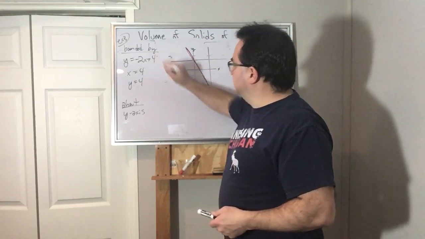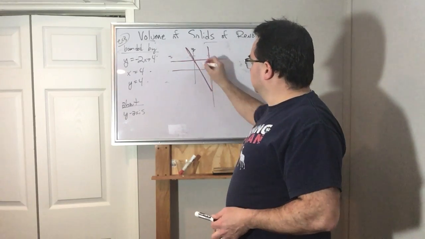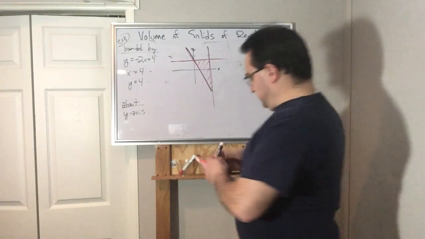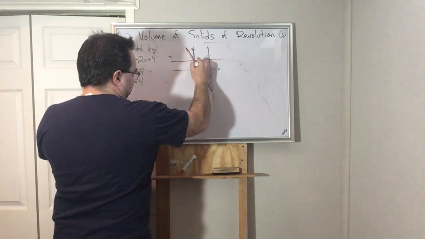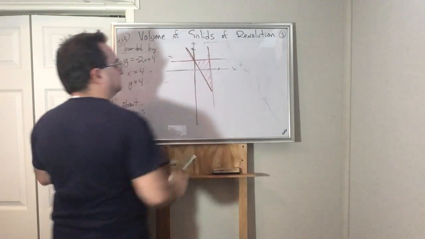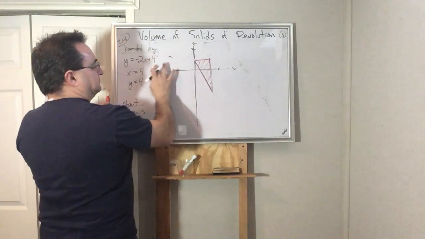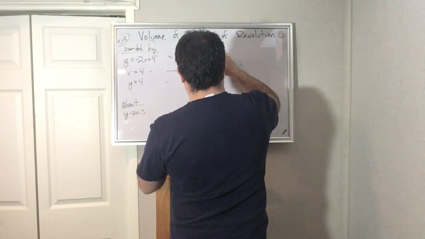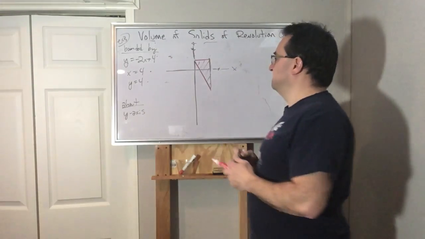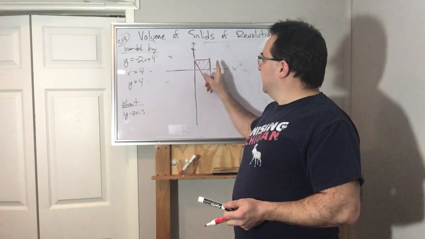Here was my first boundary, my second boundary, and my third boundary. And that creates that region. And it's easy to lose track of my x and y axis here. So let's get rid of the stuff we don't need. This should be a vertical line. So we get a triangular region, and it's going to spin around the y-axis.